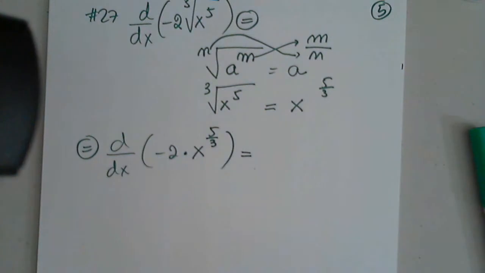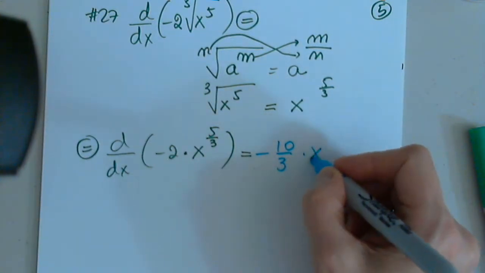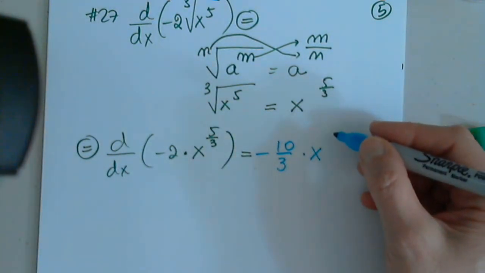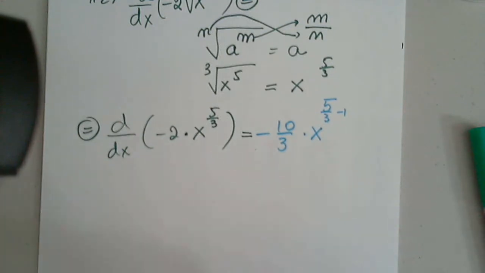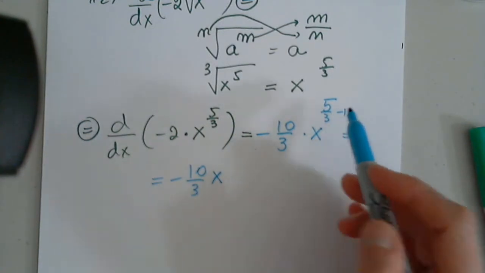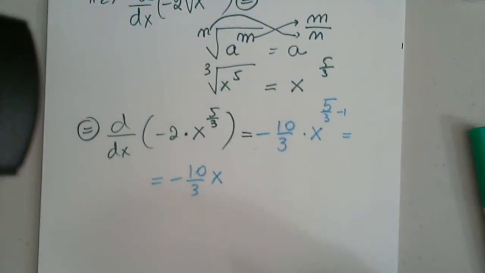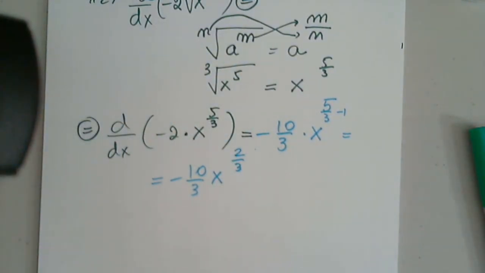So now how do I continue? Can anyone give us this answer? You multiply 5/3 by -2. Very good. Okay, and then you subtract 1 from the exponent. Very good. Awesome. Great job. So -10/3 and x. And can anyone tell us 5/3 minus 1? How much is that? 2/3. Very good. Obviously, Lake is a master of fractions. Thank you, Lake.